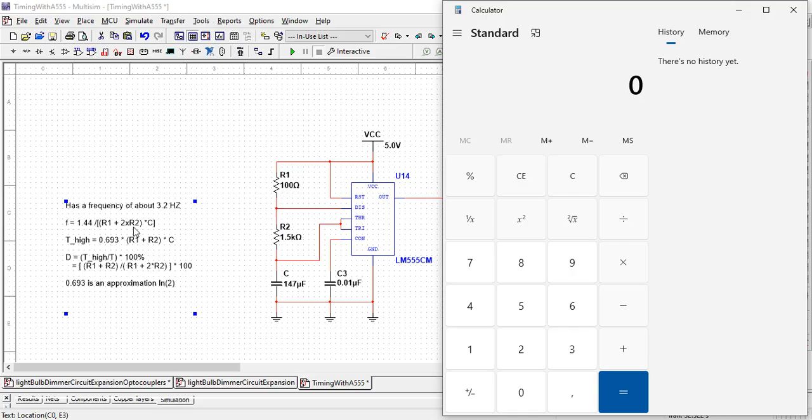Let me just deal with the denominator here first. So R1 is about 100 ohms. You have to use SI units, so be careful with conversion there. Plus 2 times, actually, using a standard calculator, not good. So 2 times 1,500 ohms is 3,000 ohms, and this is 100 ohms. So we just go 100 ohms plus 3,000 ohms here, and we get 3,100 ohms.